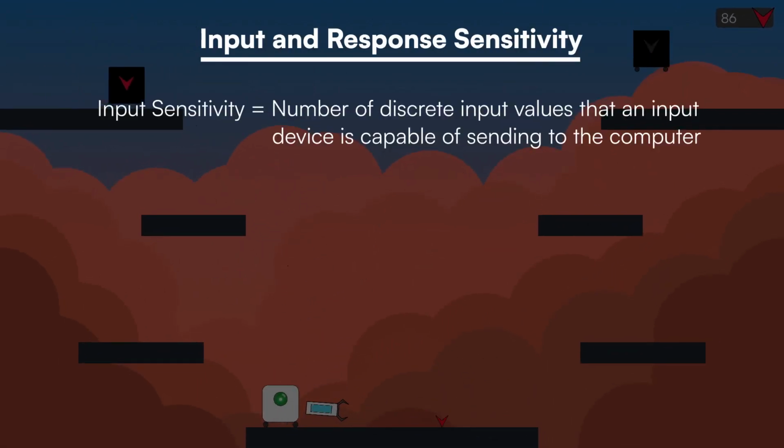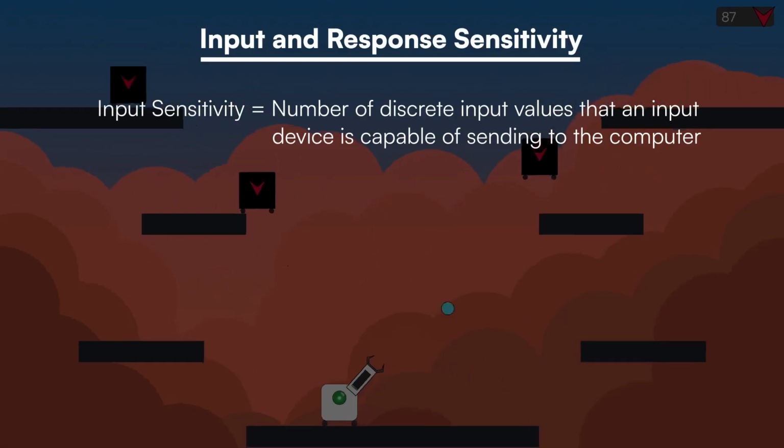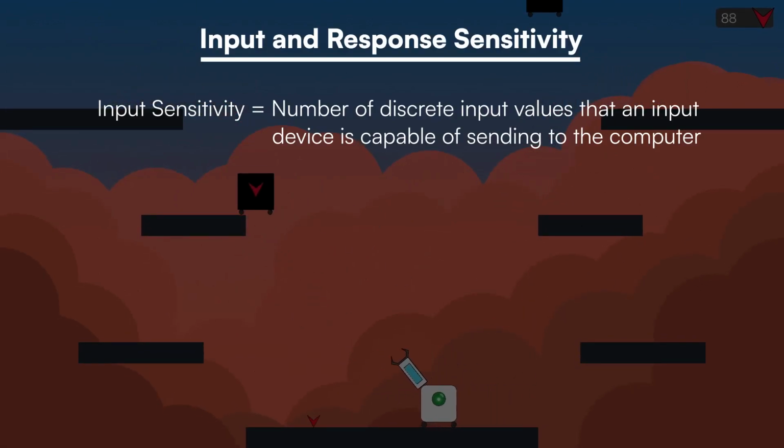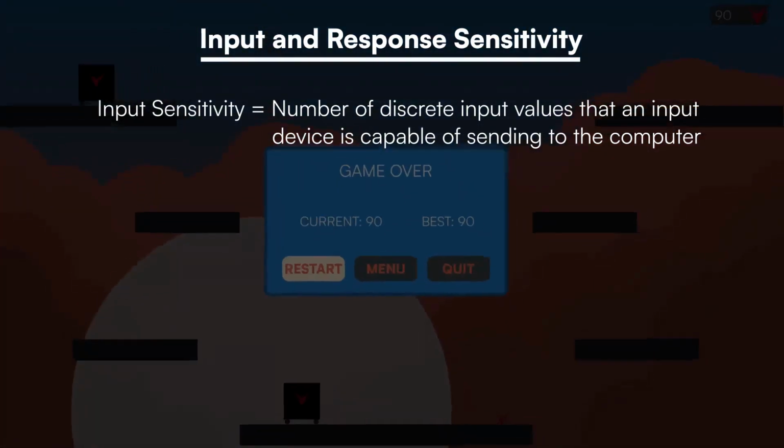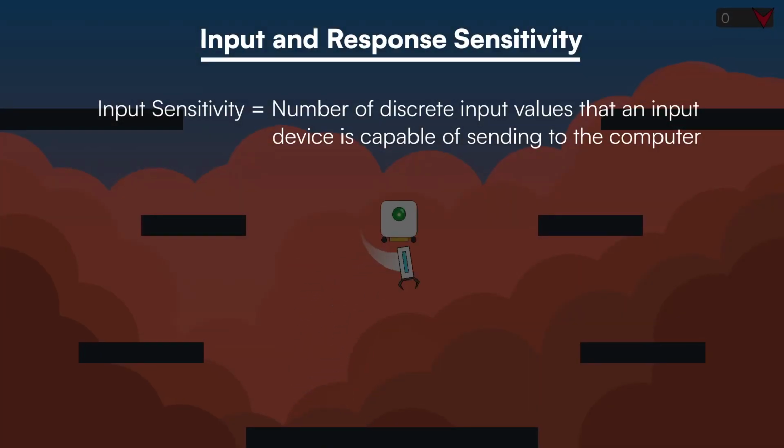Input sensitivity refers to how many discrete input values an input method is capable of providing to the computer. For example, a simple button like one on a keyboard can only send 2 inputs to the computer, indicating whether it is pressed or not pressed, so it has an input sensitivity of 2. On the other hand, a joystick is able to send a range of decimal values between -1.0 and 1.0, both on the X and Y axes, which make its input sensitivity much higher than that of a button.